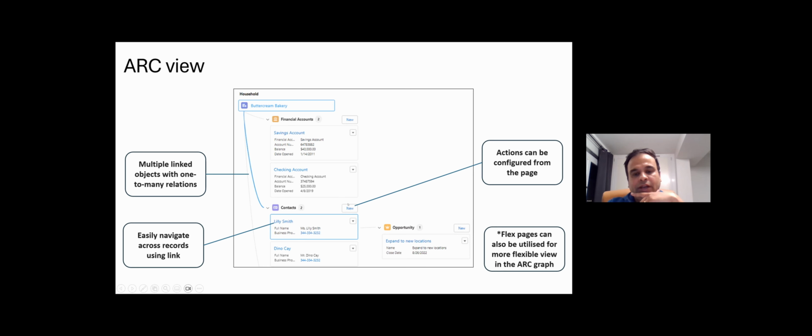You can also add certain actions here. So you can quickly say, okay, I want to create a new contact from here. If you press New, it will open a contact pop-up page. You can create a contact and that will be added.